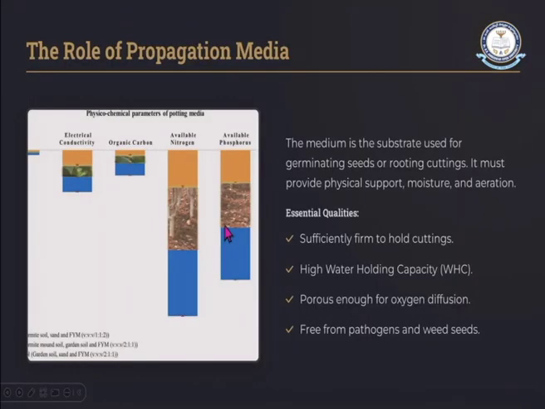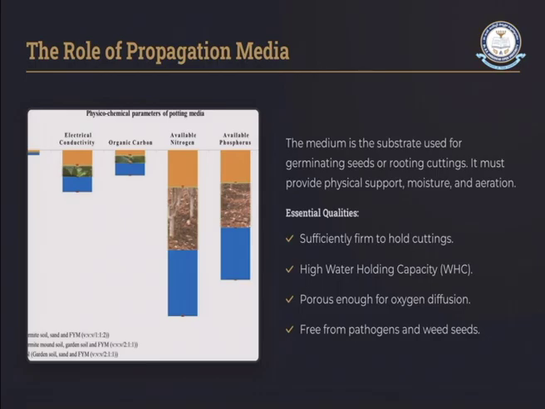Now, the role of propagation media. This medium is a substrate used for germinating the seeds. The role of this propagation media is to ensure the germination of the seeds and also the rooting of cuttings.